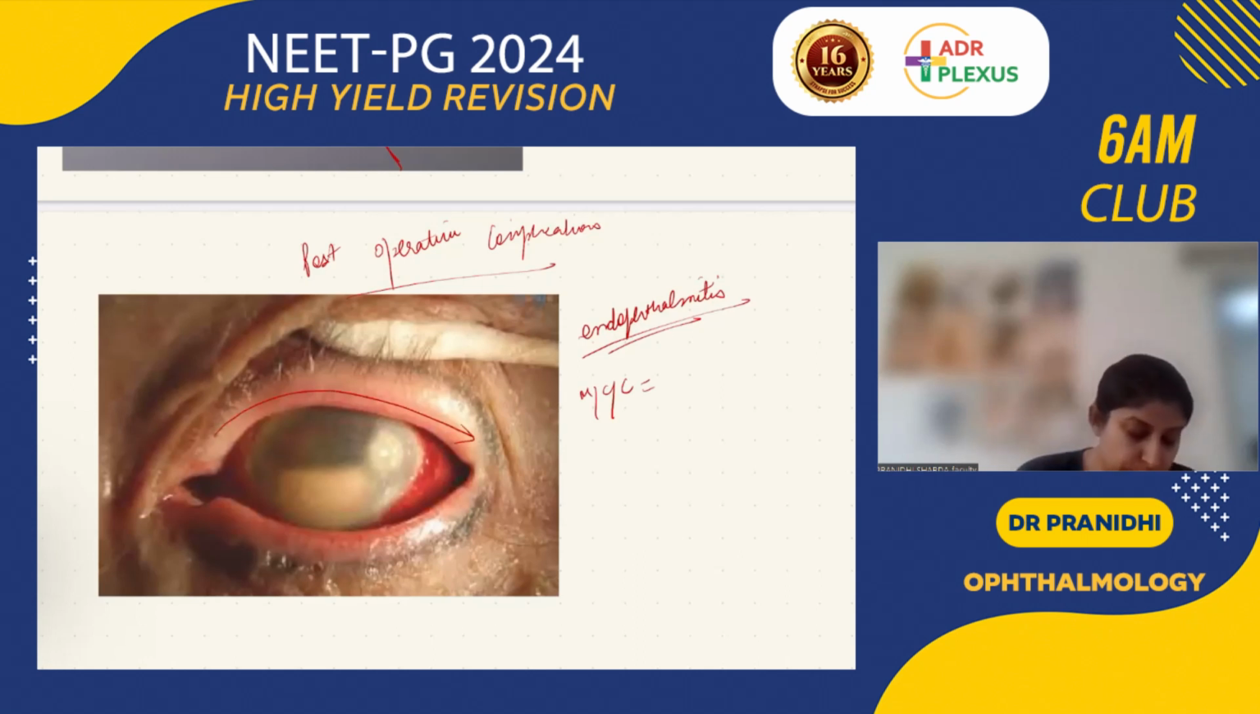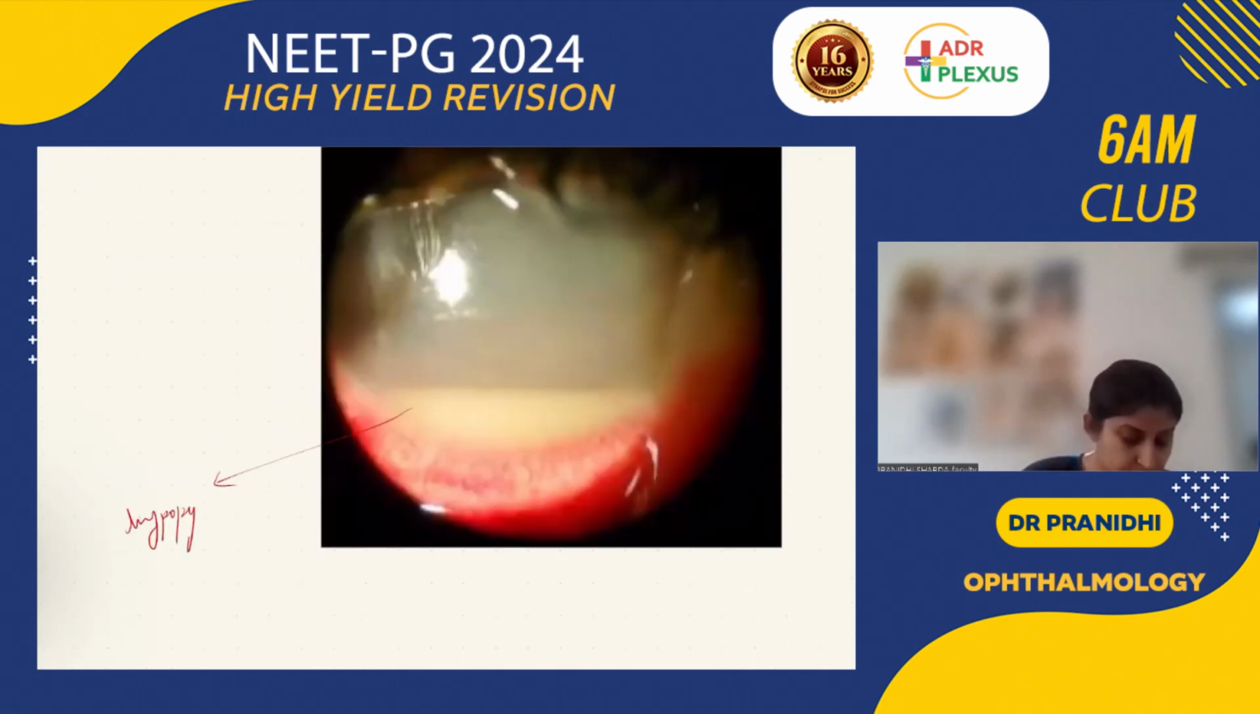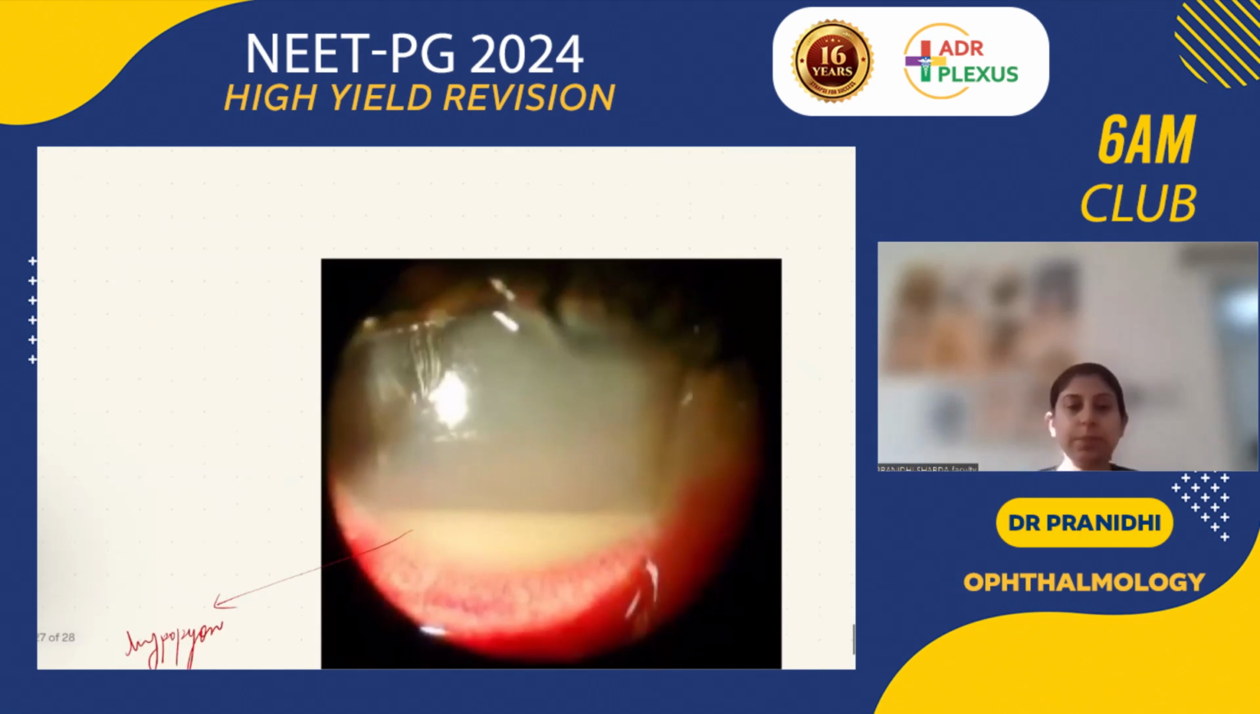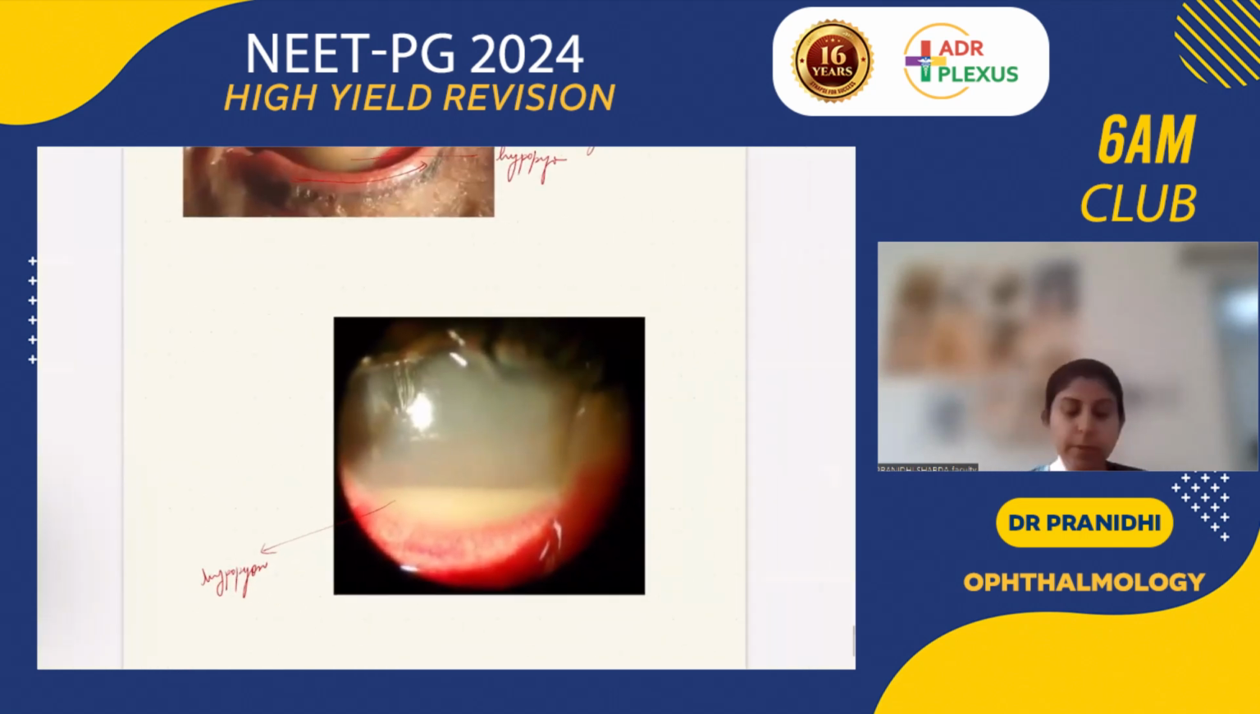Patient will present with eyelid edema, hypopyon, conjunctival injection, and loss of vision. What is the most common cause of endophthalmitis? Anybody? Staph epidermidis. Yes, staph epidermidis is the most common cause of post-operative endophthalmitis.